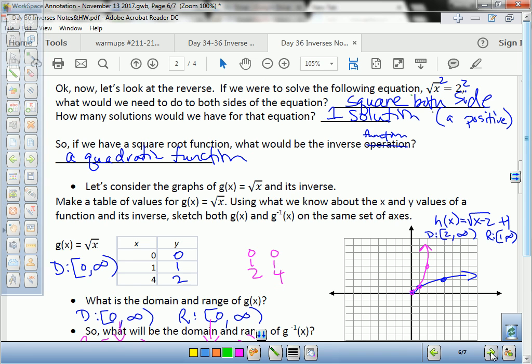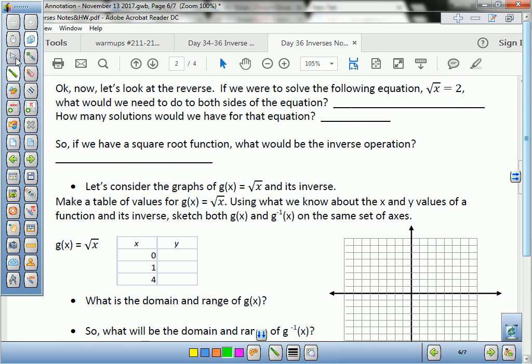All right. Okay, so now we're going to look at the other one. We're going to look at the reverse. If I started out with a square root, what do you do to both sides to solve? Square.